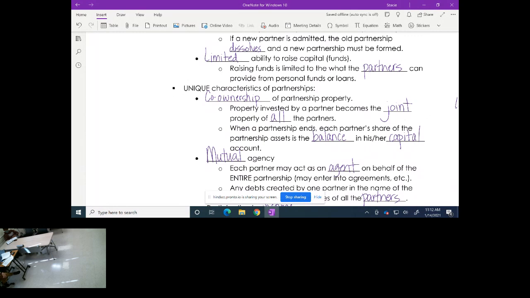So make a star by this next thing. When a partnership ends, each partner's share of the partnership assets is the balance in his or her capital account. So what that means is the partnership is over with, they're ending the business, they're going to sell everything, pay everything off, they got cash. How much cash is each partner going to get? They're going to get whatever they got in their capital account. That's it. So that'll come up at the end of the chapter, but you'll have to know that.